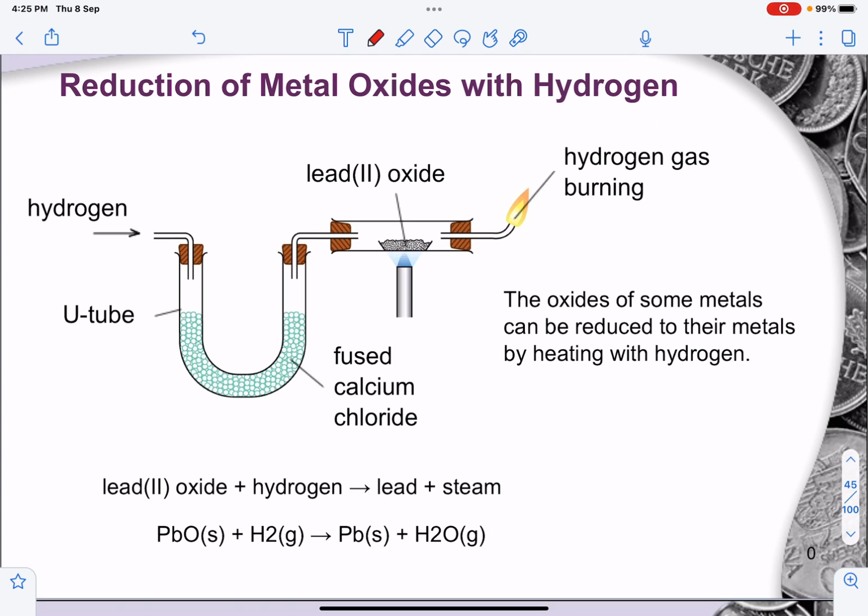We can also do reduction of metal oxides with hydrogen. Again, it depends on where hydrogen is in the reactivity series. So what is then the comparison between carbon and hydrogen? It's based on the availability of the reactants that you have. So for example, the oxides of some metals can be reduced to their metals generally by heating with the hydrogen.